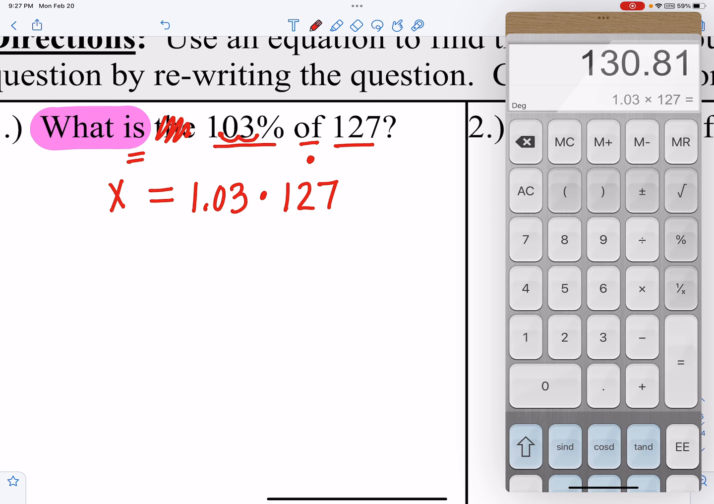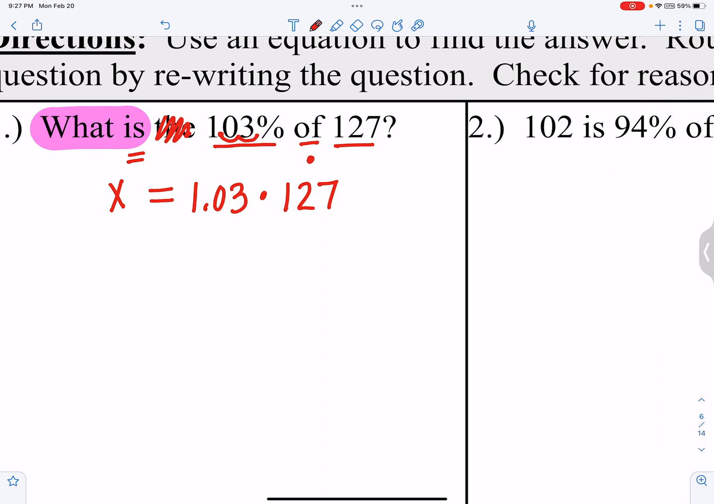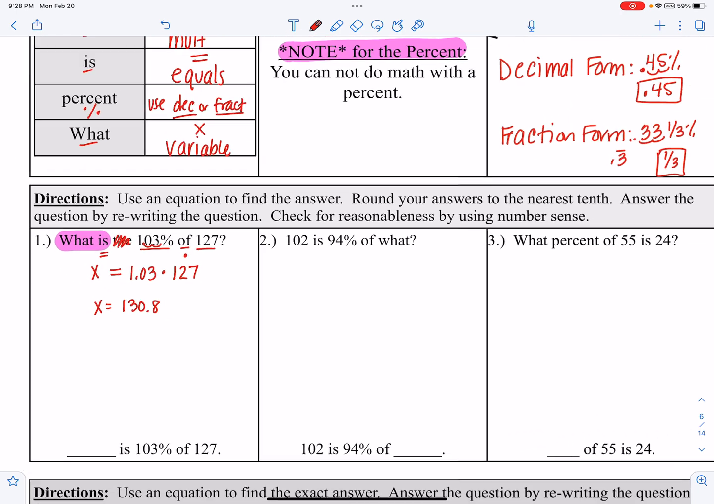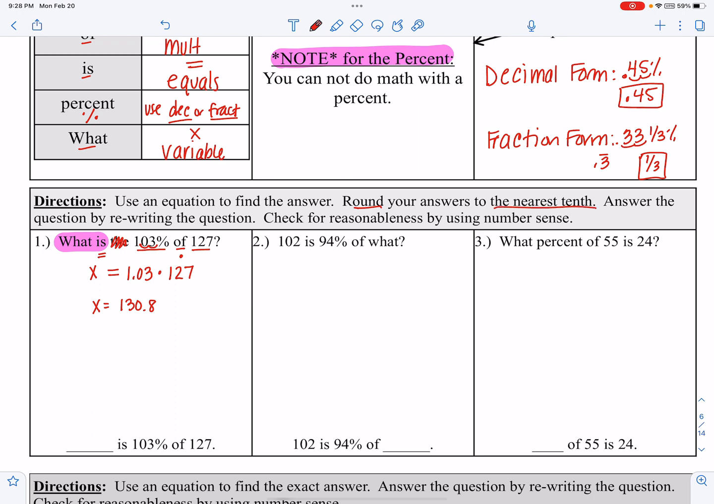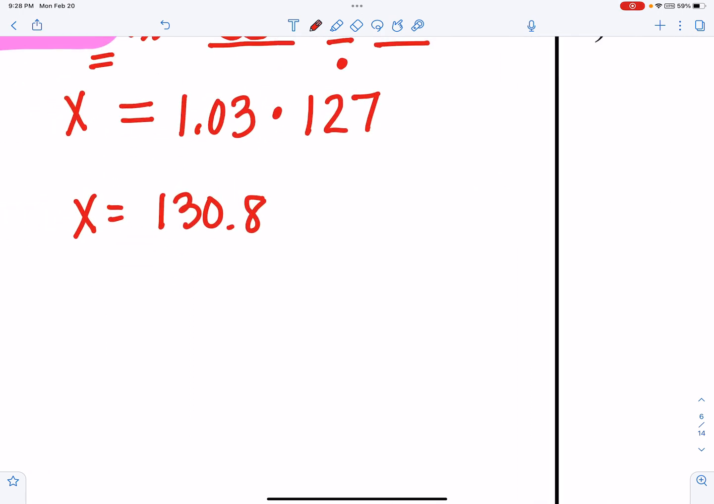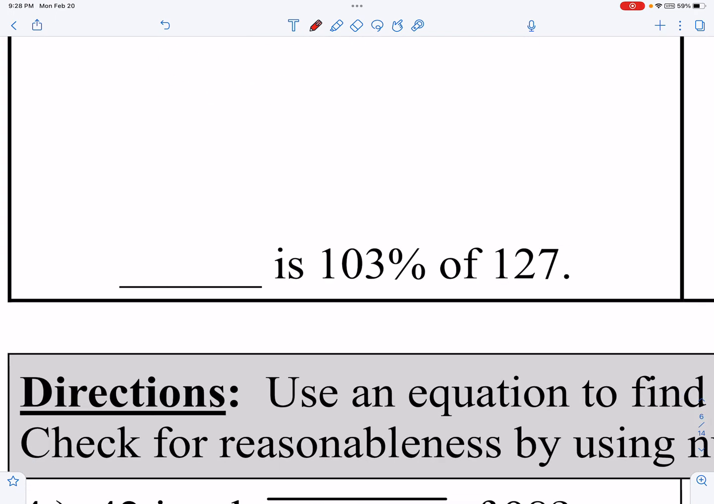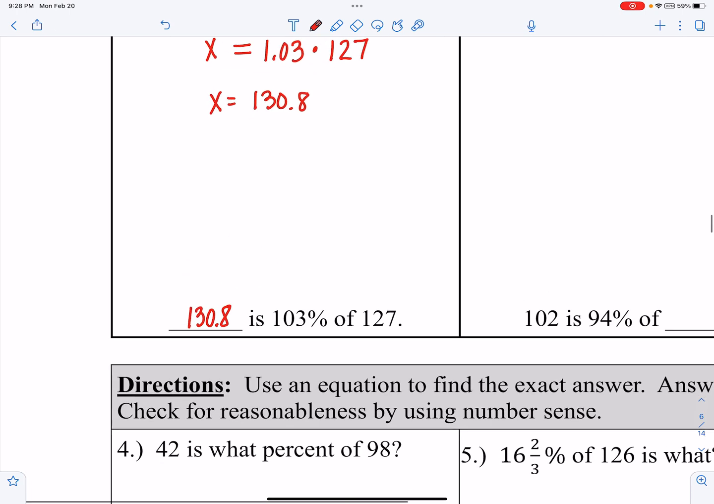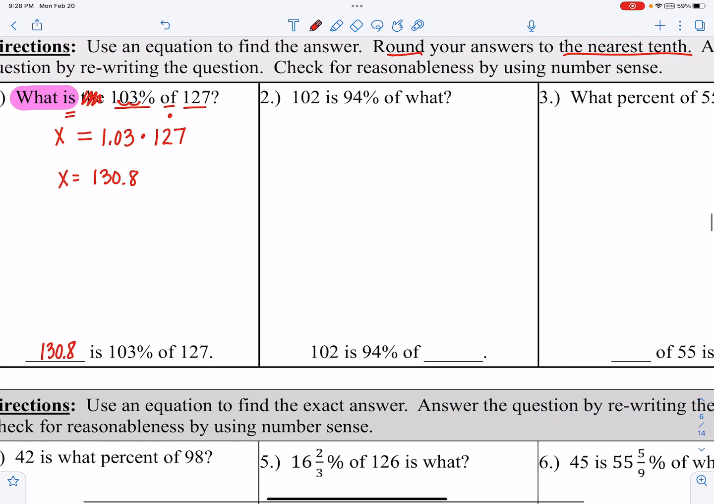And we get 130.81. So x equals 130.81. It says in the directions that we can round to the nearest tenth, and so instead of 130.81, we're just leaving it 130.8. And so our answer is 130.8 is 103% of 127. And we know 100% is 127, so it makes sense that 103% would be a little bit more than that. So we're checking for reasonableness as we work.